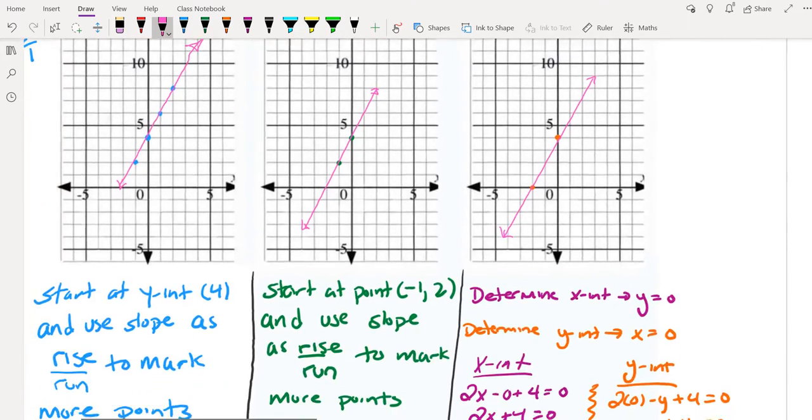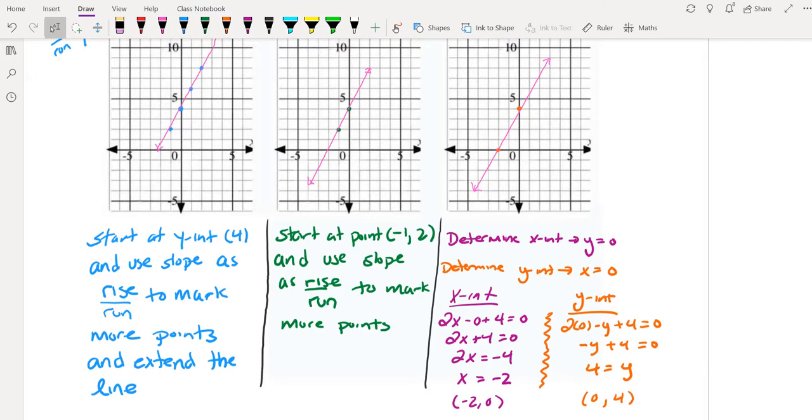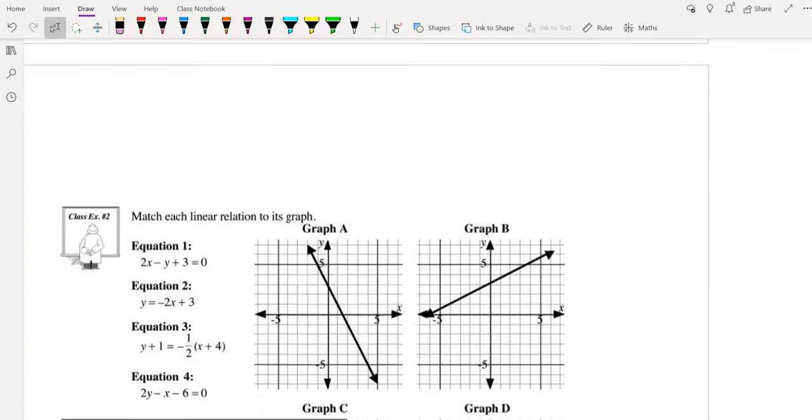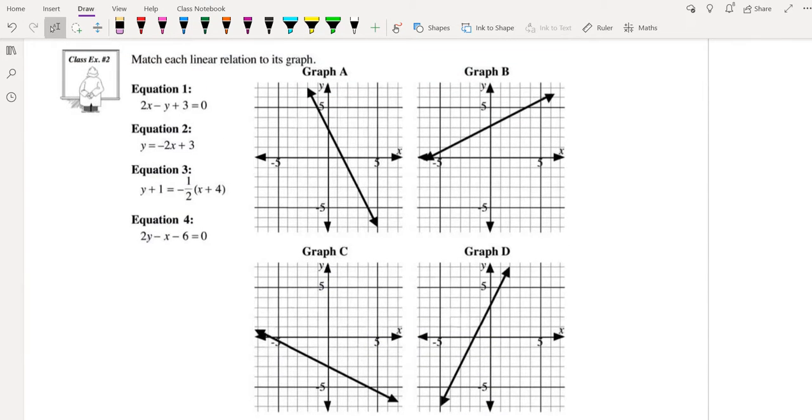So under your notes here, if you like, you can write out the steps if you have a hard time remembering what we did here. Or you can just simply continue on to the next question, right? In the next question, you're asked to match the equations given here on the left-hand side to the 4 graphs shown. Graph A, graph B, graph C, graph D.